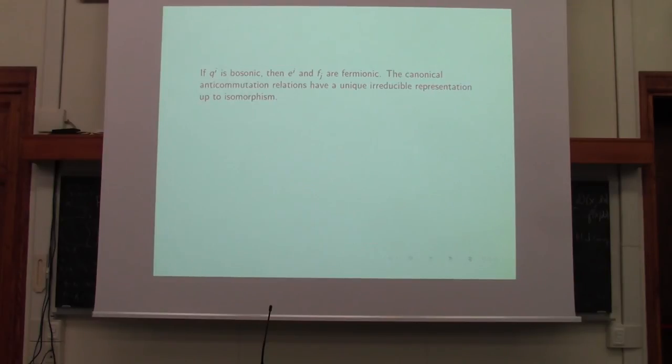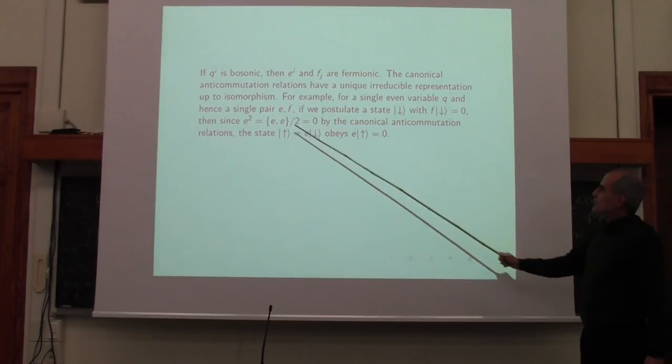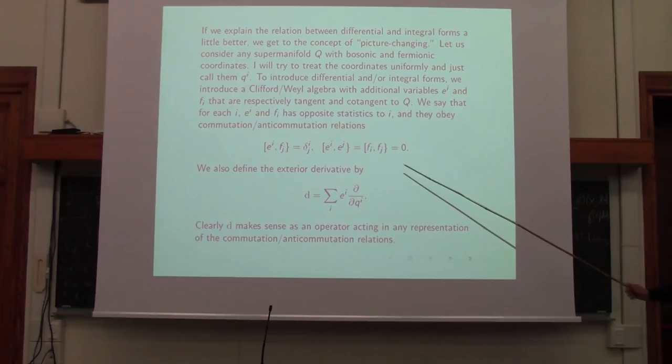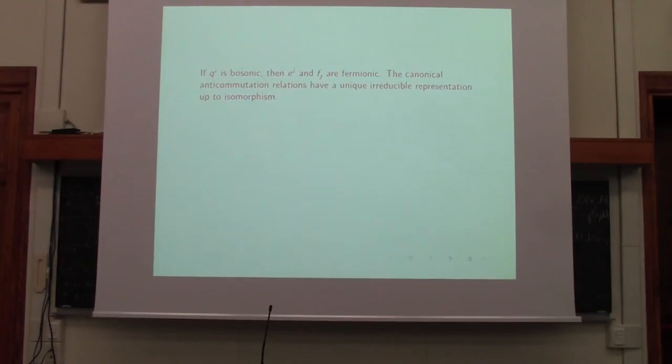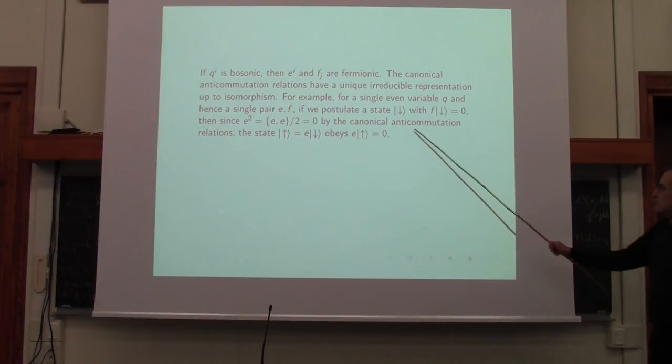Let's discuss some representations. If q is bosonic, then e and f are fermionic. Then we have canonical anti-commutation relations, and they have a unique irreducible representation up to isomorphism. For example, for a single even variable q and a single odd pair e, f, if we postulate a state that's annihilated by f, well, first of all, f squared is zero. So, for a single odd variable f, this relation will tell us that f squared is zero. So, given any state, either that state is annihilated by f or f times that state is annihilated. Any state, if it isn't annihilated by f, then by acting with f, we get a state annihilated by f. So every representation has a state annihilated by f.